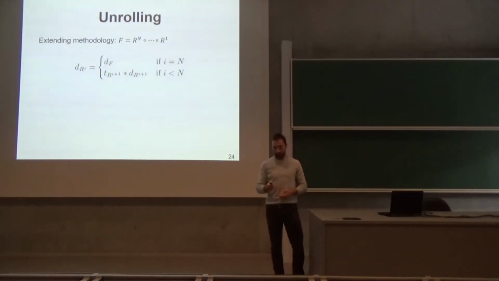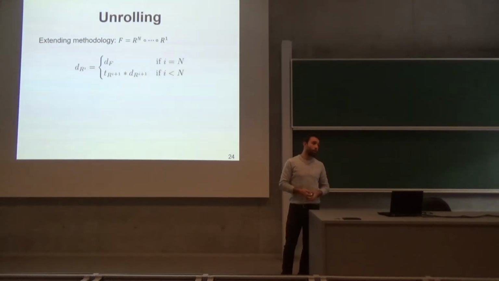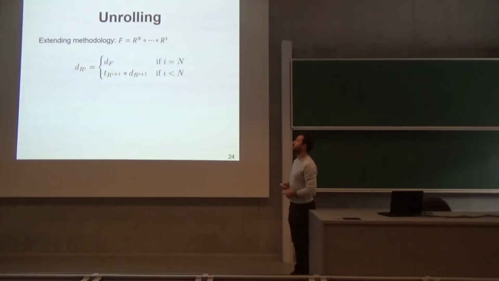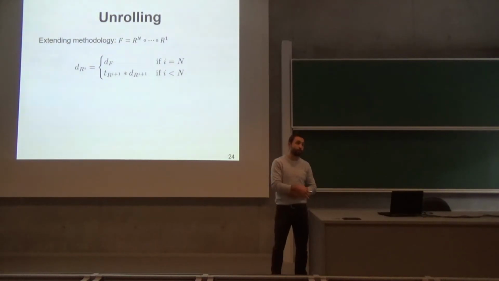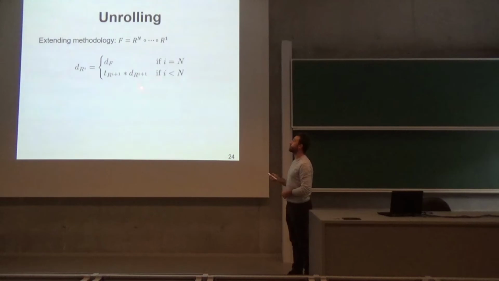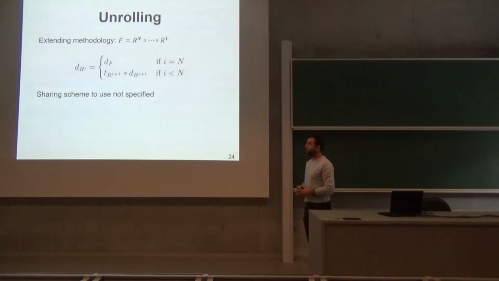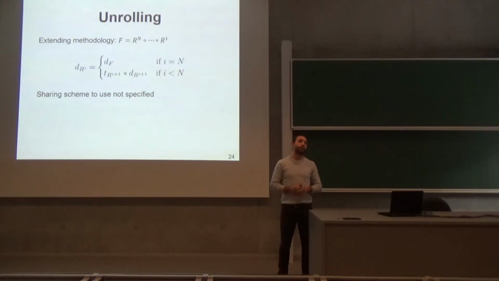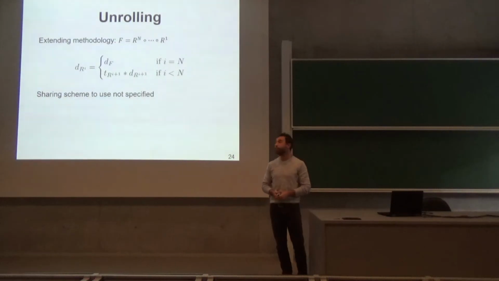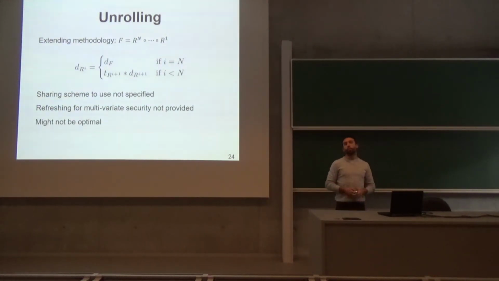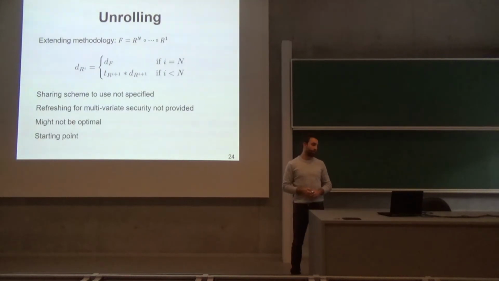So this leads us to a general formula applicable to any scheme and to any order. This is a recursive formula given a target order of protection. We crawl back, calculating the protection orders for the previous layers by multiplying the security order of the next layer by the algebraic degree of the next layer. With this we don't specify the sharing scheme to be used, but only the order that should be used in every layer. The refreshing for multivariate security is not specified either, and this might not be the most optimal sharing scheme to use, but it's a starting point towards lower latency masking.